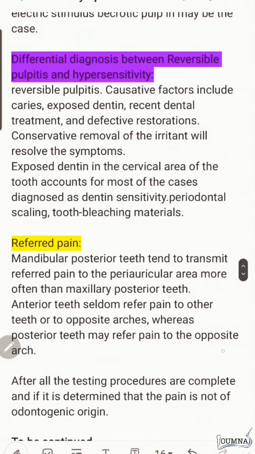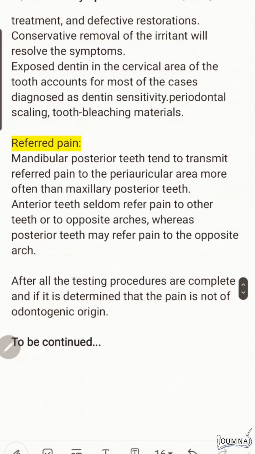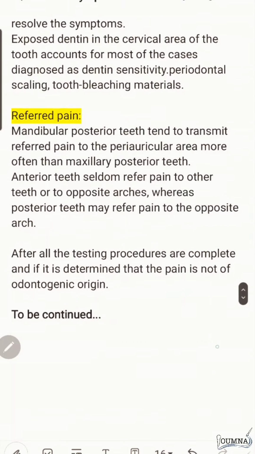What is the differential diagnosis between reversible pulpitis and hypersensitivity? Reversible pulpitis causative factors include caries, exposed dentin, recent dental treatment, and defective restorations. Conservative removal of the irritant will resolve the symptoms. Exposed dentin in the cervical area of the tooth accounts for most of the cases diagnosed as dentin sensitivity. Periodontal scaling and tooth bleaching material can cause this sensitivity.